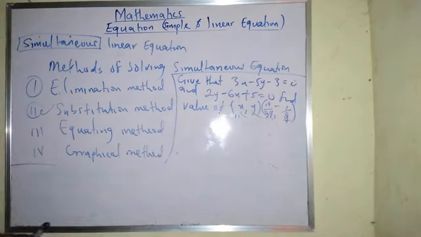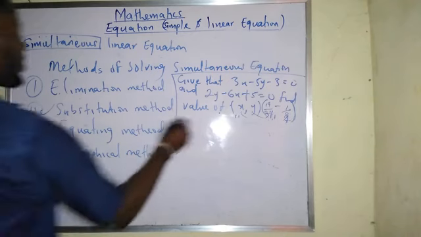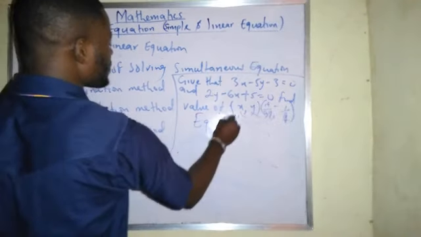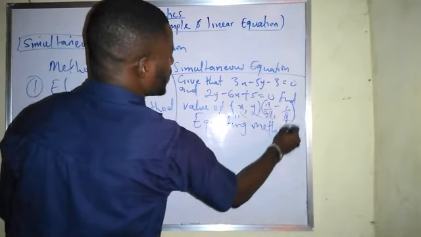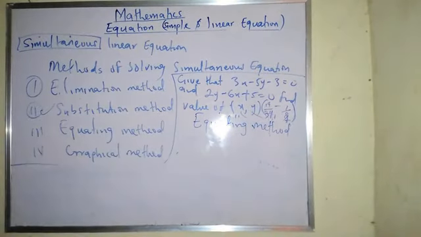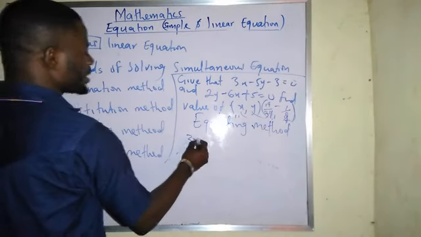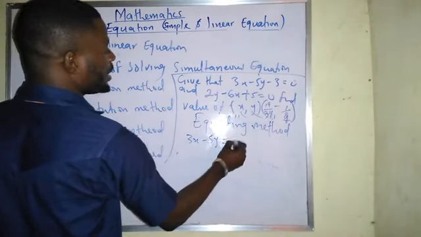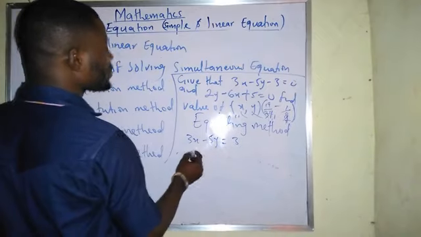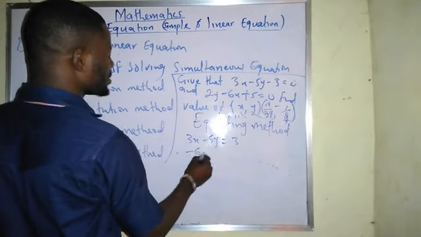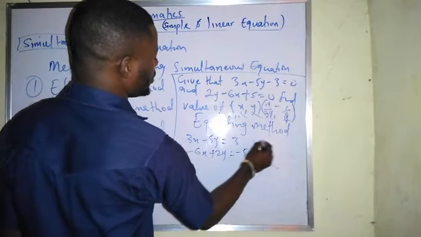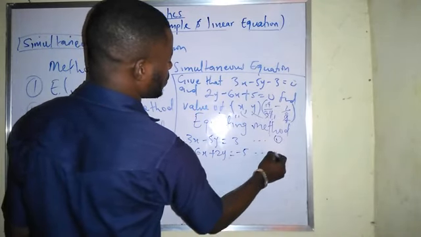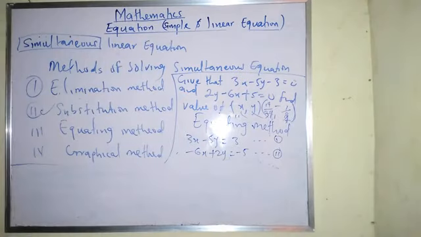Now, the last one, the equating method. The equating method is very, very simple to use. Now, I have 3x minus 5y equals 3, and minus 6x plus 2y equals minus 5. Equation 1, equation 2.